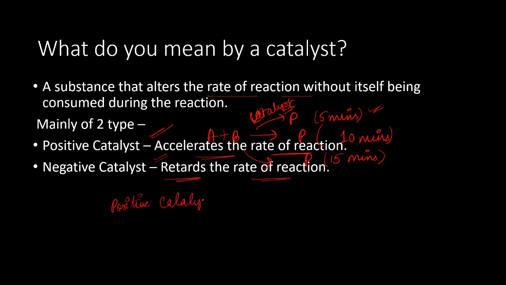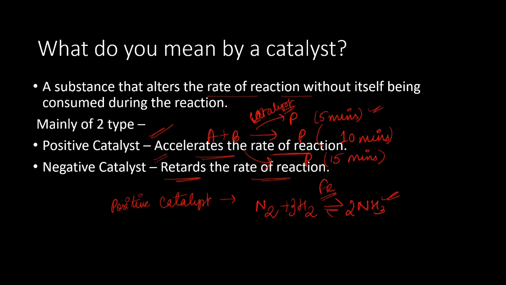A positive catalyst example is iron. Iron in the reaction N2 plus 3H2 giving ammonia. Haber's process is a famous reaction in which ammonia is synthesized. In this case, iron is the catalyst. It is going to increase the rate of the reaction.